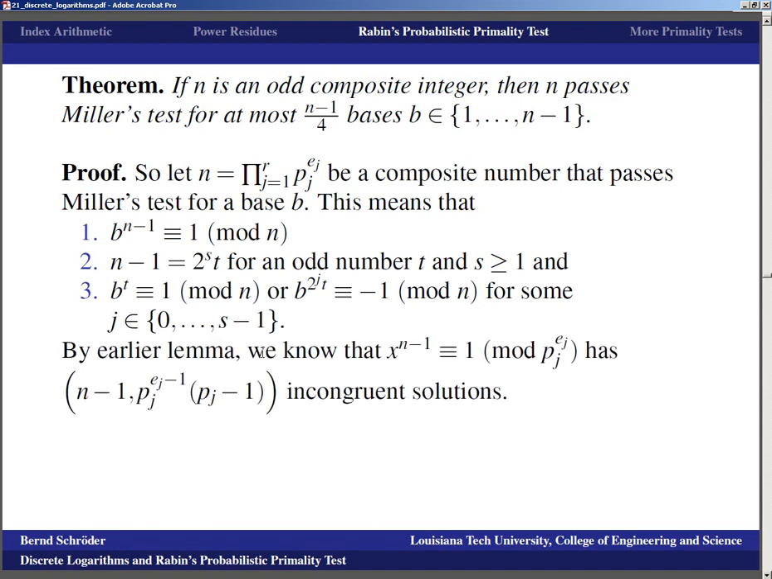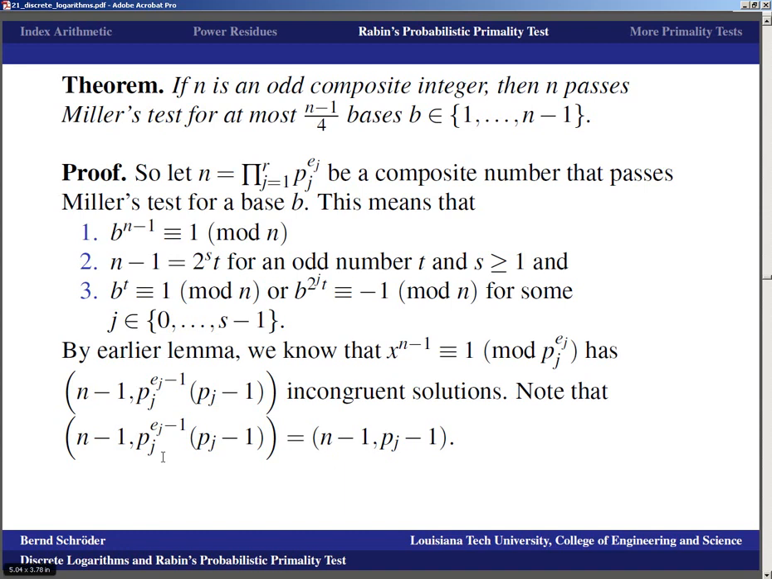Okay, now one of the earlier lemmas says that x^(n-1) ≡ 1 modulo p_j^(e_j) has greatest common divisor of (n-1) and p_j^(e_j-1)(p_j-1) incongruent solutions. Well, now we note that the greatest common divisor of n-1 and p_j^(e_j-1) times (p_j-1) is actually the greatest common divisor of n-1 and p_j-1.